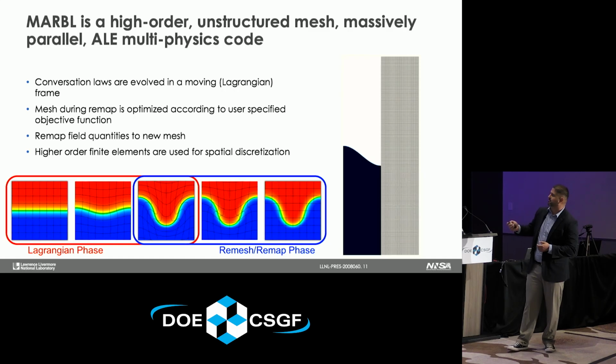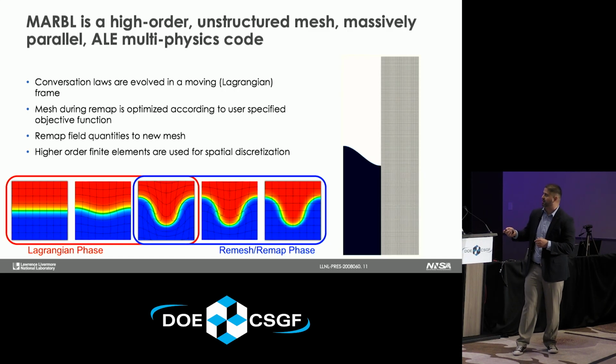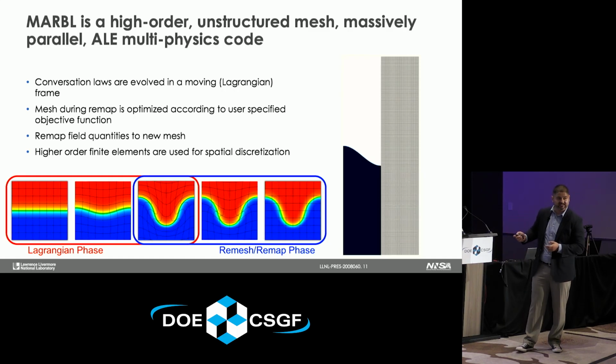So this is a test problem that I cooked up. I call it a shock in the box. It's just two different gases. You're going to see a shock wave hit this interface. But what I want you to pay attention to is what's happening on the right-hand side. So this is the evolution of the mesh.